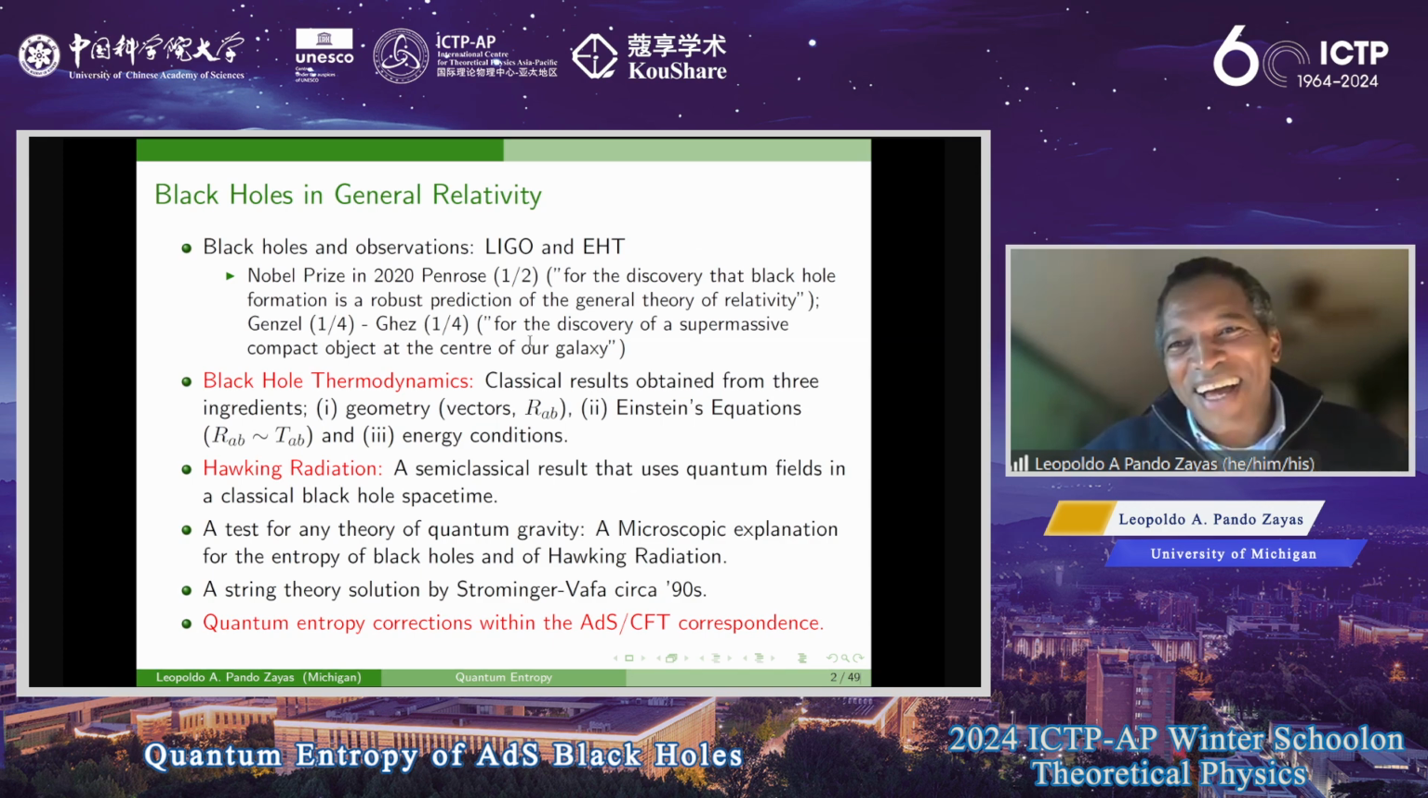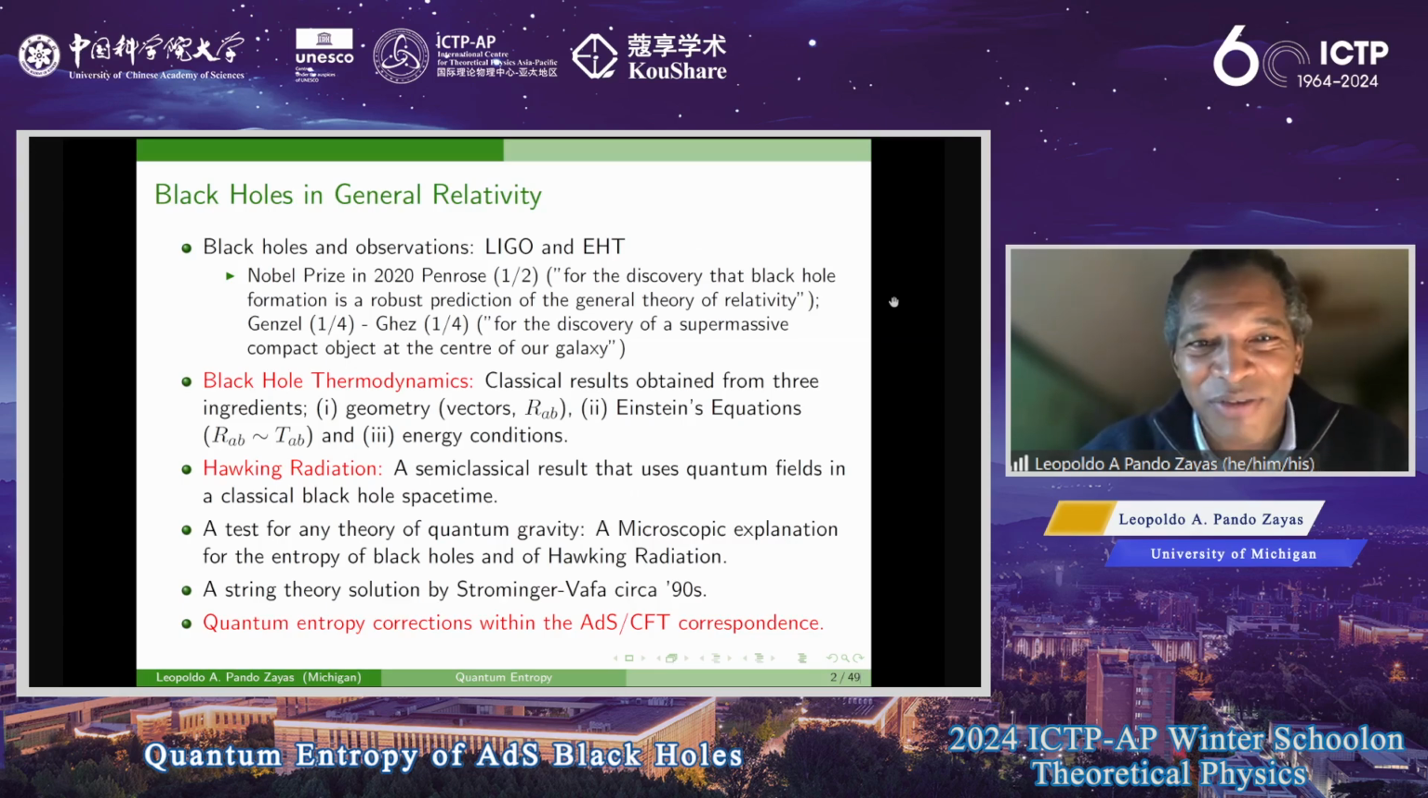When I was in grad school, black holes were there in the sky, but that tells you more or less how old I am. It's important, I think, that right now this is beyond question. We have many observations in LIGO, the Event Horizon Telescope. In particular, there was also the Nobel Prize in 2020, half of it for the discovery that black hole formation is a robust prediction. I think, at least for a theory-minded person, this is a great advancement.